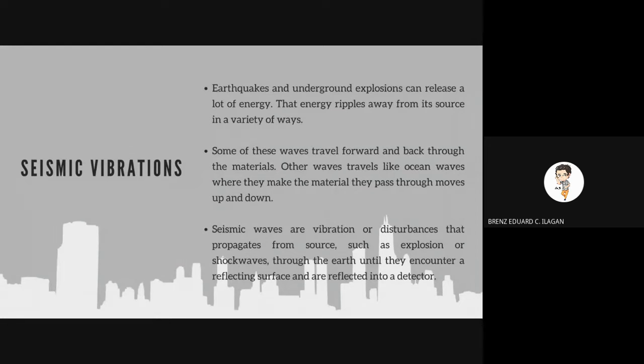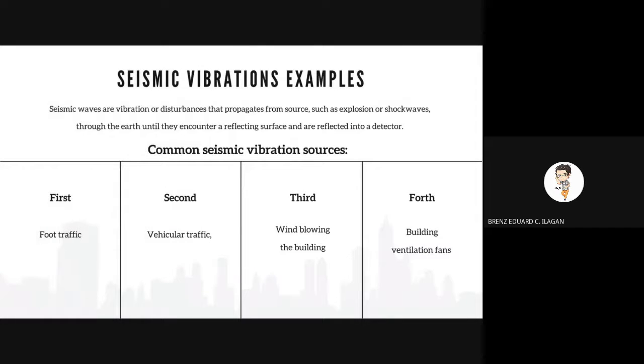Seismic waves are vibrations or disturbances that propagate from a source, such as explosions or shock waves, through the earth until they encounter a reflecting surface and are reflected into a detector. It includes all sources that make the floor under the experimental setup vibrate. The common seismic vibration sources are foot traffic, vehicular traffic, wind blowing the building, and building ventilation fans.